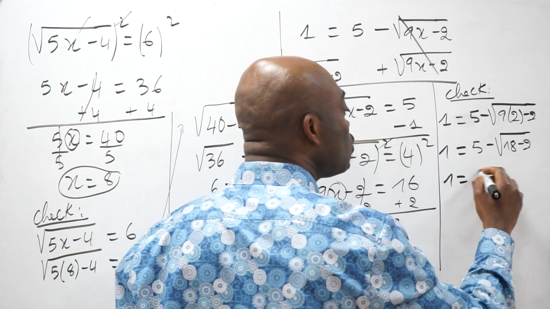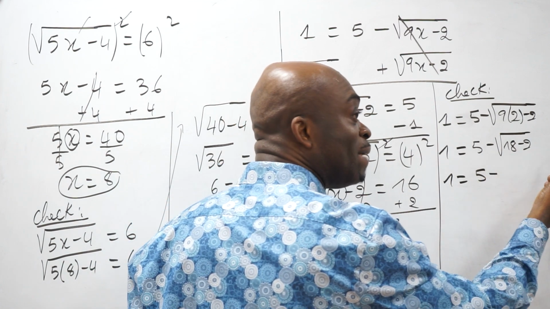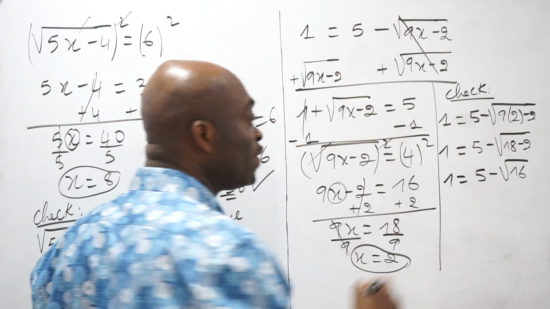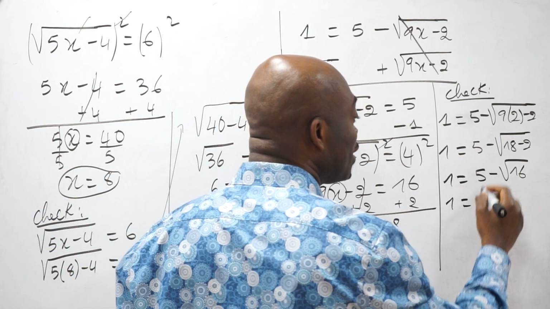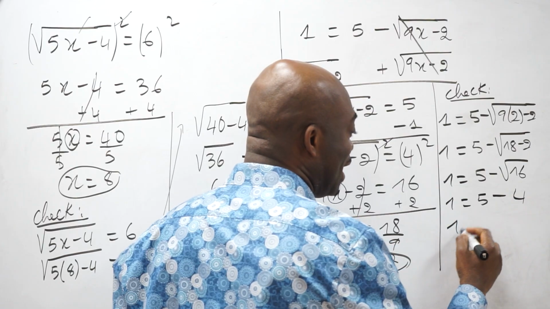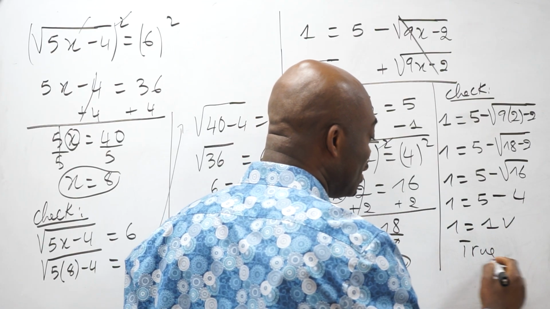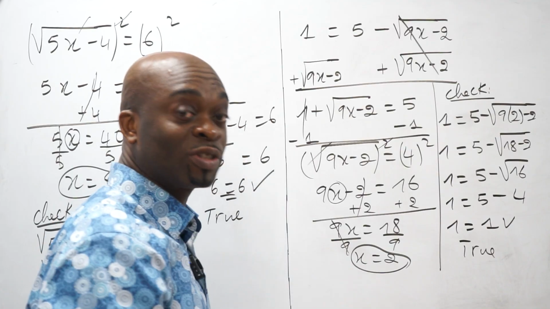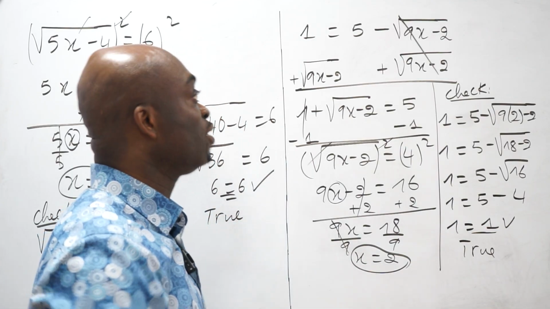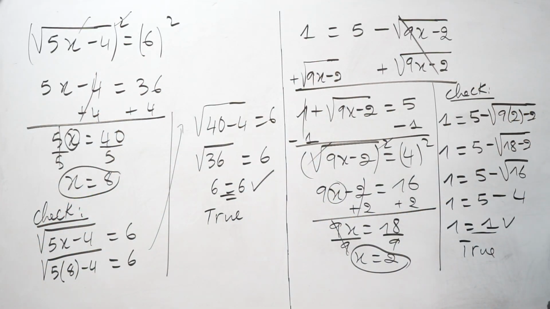And then we know this one equals 5 minus square root of 18 minus 2, which is what? 16. So it's the square root of 16 that we're dealing with. So that gives us 1 equals what? 5 minus, what is the square root of 16? 4. And 5 minus 4 is 1. So this also is a true statement, ladies and gentlemen. And because that's a true statement, that means yes, x equals 2 is your final answer for this problem there. All right? So here we are for this problem.